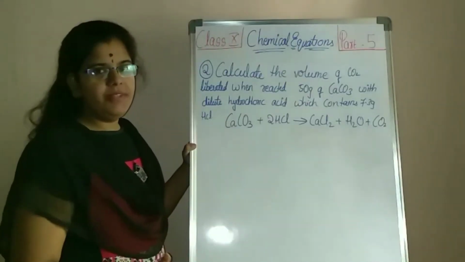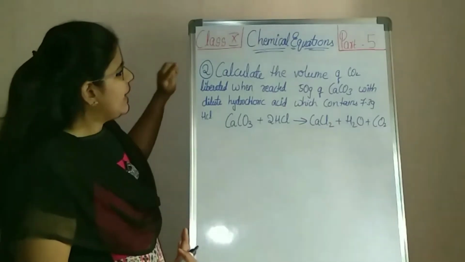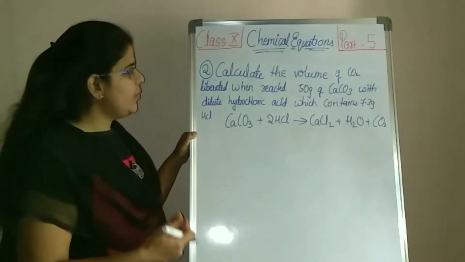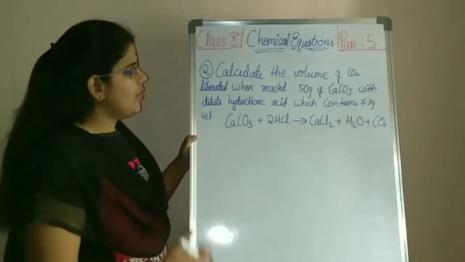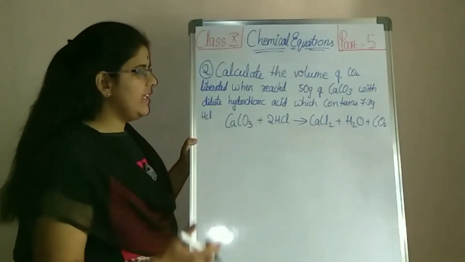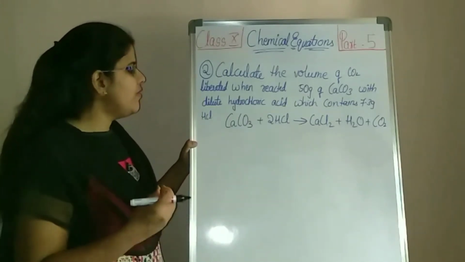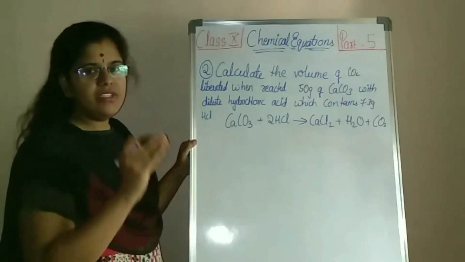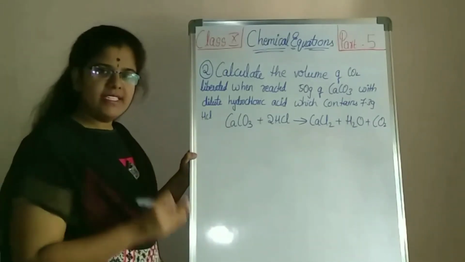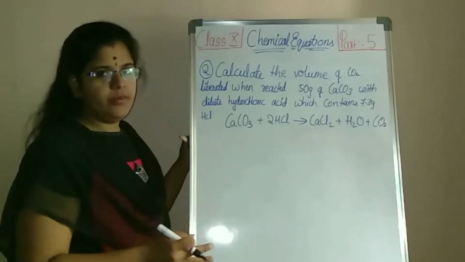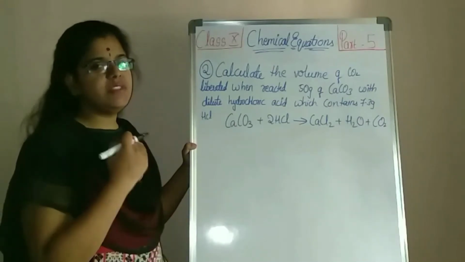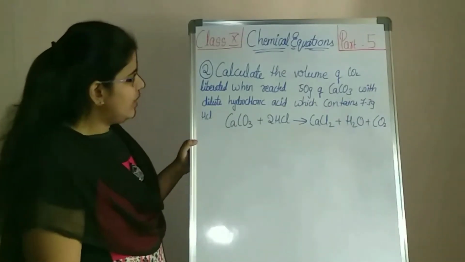In the next problem they have given: calculate the volume of CO2 liberated when 50 grams of calcium carbonate is reacted with dilute hydrochloric acid which contains 7.3 grams of HCl gas. Here they have given this and they have given one equation. As before, for all the problems, here also we have to check whether the equation is balanced or not. So let us check that.